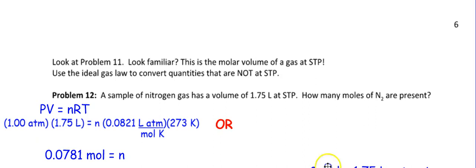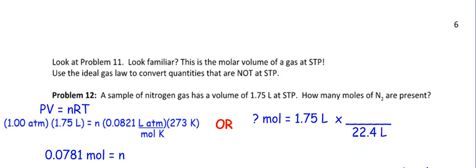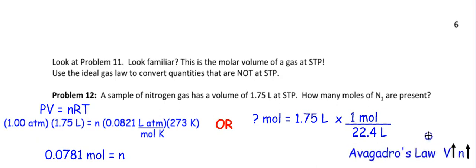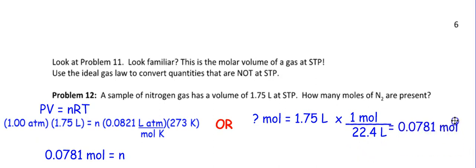Well, how else can I do this? We can do it by factor labeling. So what unit must go on the bottom is liters. What unit goes on top? Moles. And guess what? What's 1.75 divided by 22.4? There we go. 0.0781. Hey, it's the same number, isn't it? Shockingly, isn't it? So you are allowed to use either way if it is at STP, okay? Do not use 22.4 if it's not at STP, okay?